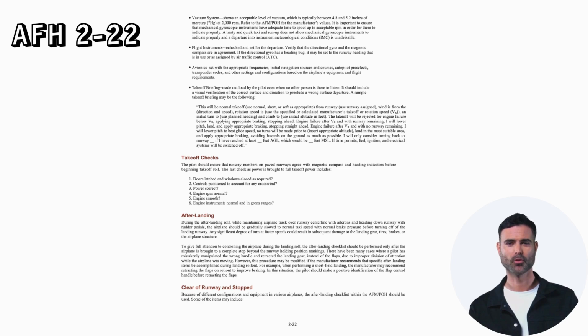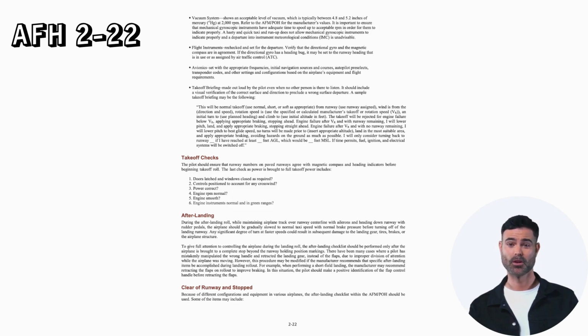It should include a visual verification of the correct surface and direction to preclude a wrong surface departure. A sample takeoff briefing may be the following. This will be a normal takeoff, use normal, short, or soft as appropriate, from runway, use runway assigned. Wind is from the direction and speed. Rotation speed is the specified or calculated manufacturer's takeoff or rotation speed, VR. An initial turn to the planned heading, and climb to the initial altitude in feet.